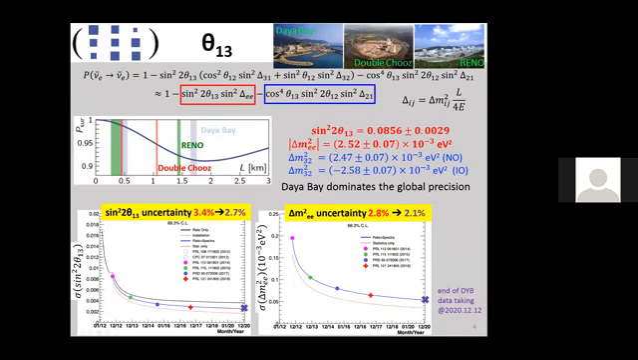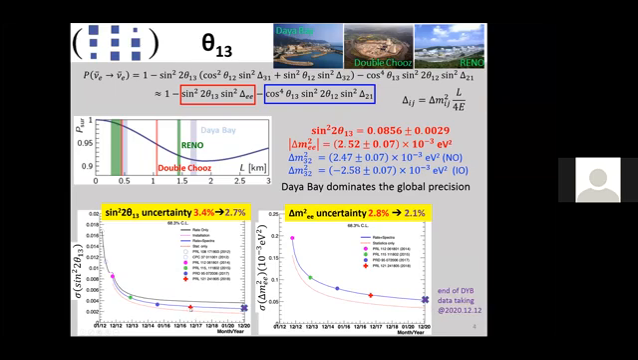So the mixing angle theta 1-3 can be measured by the disappearance of reactor electron antineutrinos. Daya Bay, Double Chooz, and RENO all use the relative measurement, and Daya Bay has the optimal baseline and much smaller detector uncertainty and background uncertainty, so it dominates the global precision. And Daya Bay stopped data taking at the end of 2020.